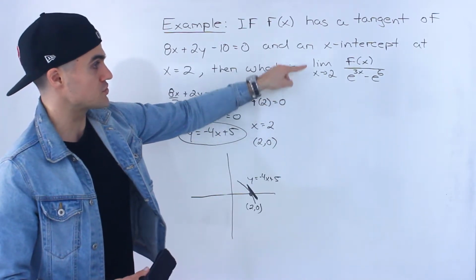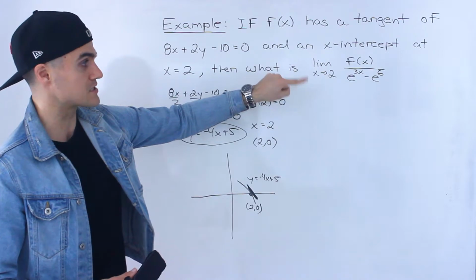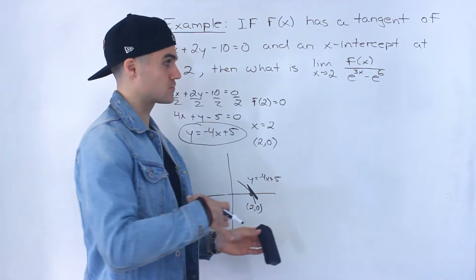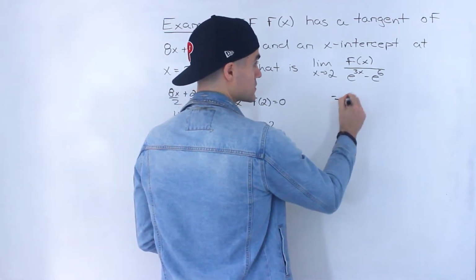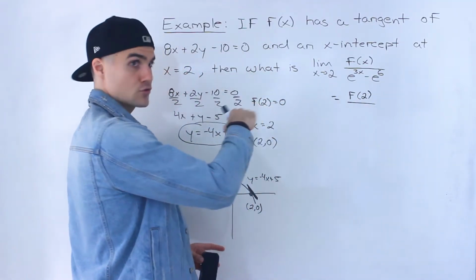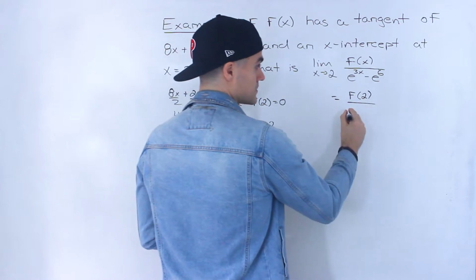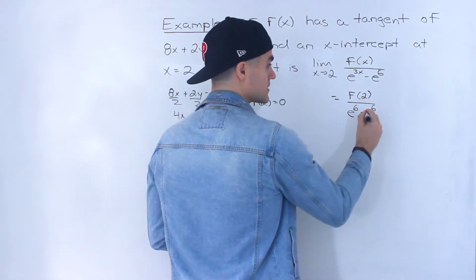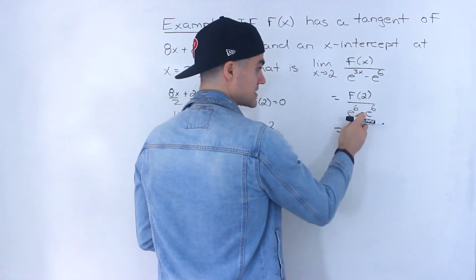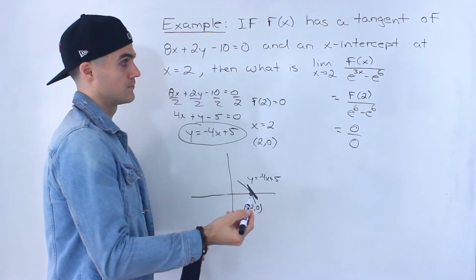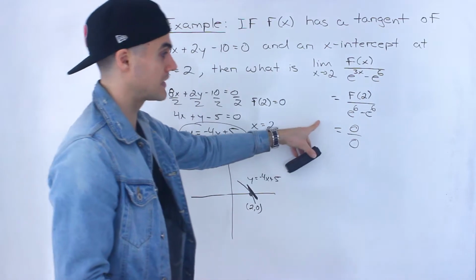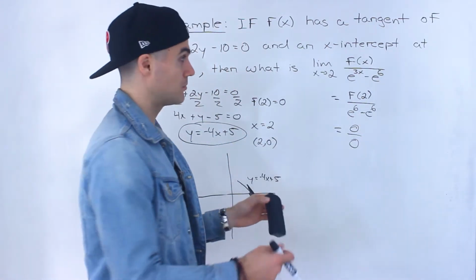We have the limit as x approaches 2 of f of x all over e to the power of 3x minus e to the power of 6. The first thing you always want to check: can you do a direct substitution? If we do a direct substitution here, we'll have f of 2 in the numerator. We plug in 2 for all the x values, and 3 times 2 is 6, so we have e to the power of 6 minus e to the power of 6. Notice f of 2 we know is equal to 0, and the denominator is going to be 0 as well. So a direct substitution gives us the indeterminate form 0 over 0, but because it's in this form, we can apply L'Hopital's rule.